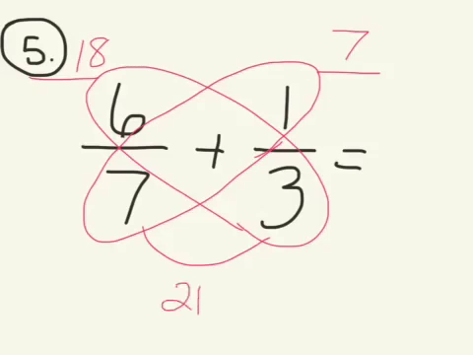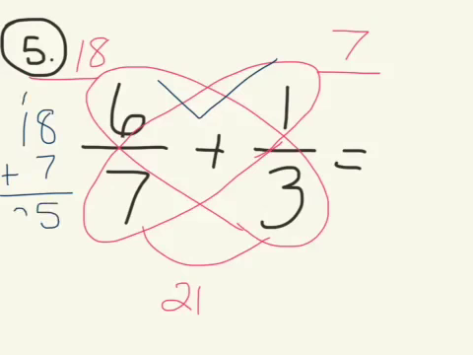Now, since this is an addition problem, when I go to add these, I'm going to have 18 plus 7, sorry. So 18 plus 7, add that up. 8 and 7 gives me 15. I regroup. I get 25 as my numerator, and I get 21 as my denominator.